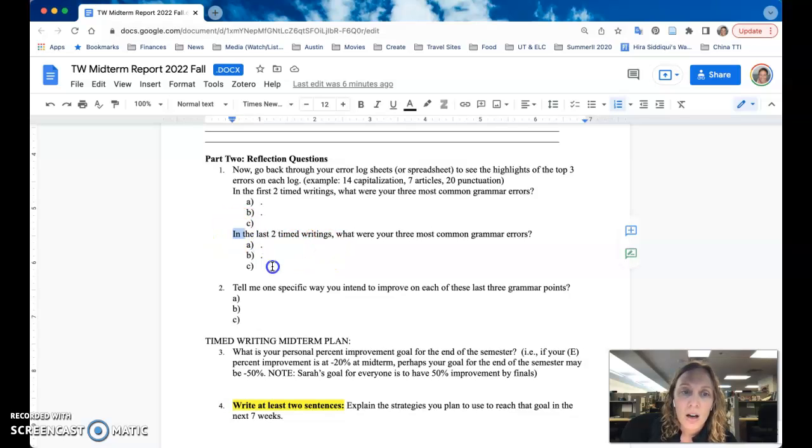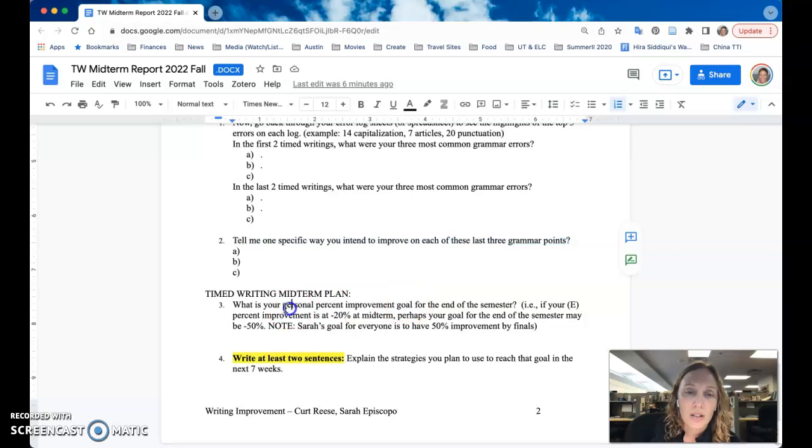Now, of these last 3 most common errors in the last 2 timed writings, what are the specific ways you improved and plan to improve on each of these grammar points? Finally, my improvement at midterm is positive 3%.